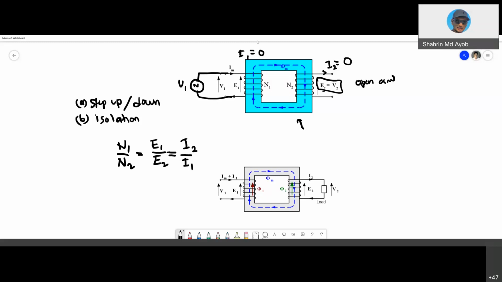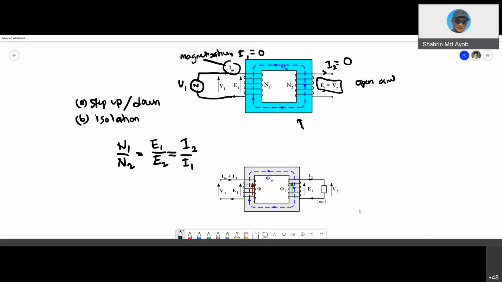But as you can see, even though I2 is 0, there will be a small current, which is what we call IM, the magnetization current. Okay. So even though it is open circuit with no load connected, when you connect a source, there will be a small current going into the coil. This small current is used to magnetize this core to produce the flux. So it is required to have this IM.